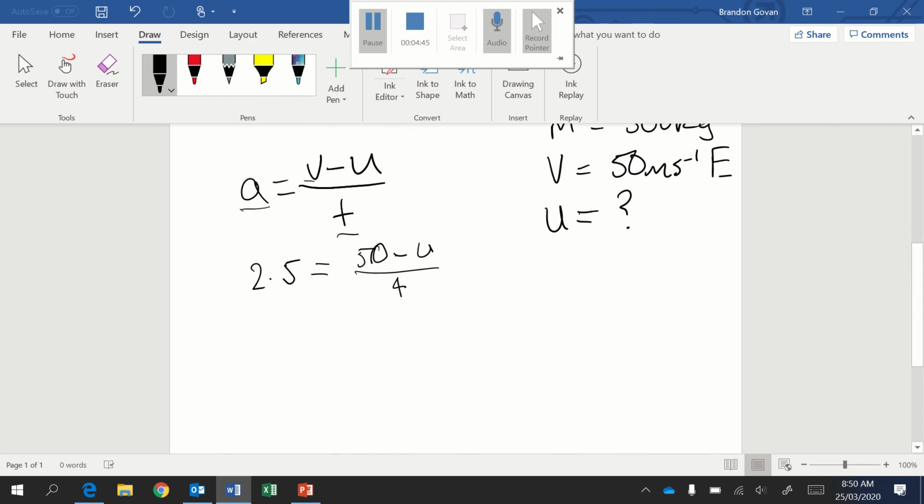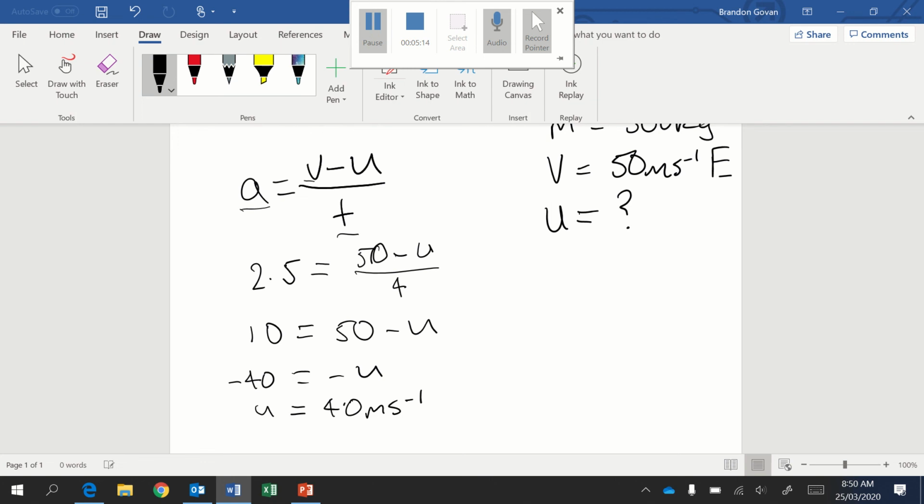All right, now that we have all of our numbers subbed in, it's just simply rearranging the equation. We'll put the 4 over to the other side, multiplying by 4. So we get 10 equals 50 minus u, and then we're going to put the 50 over to the other side. So we're going to minus 50, so we'll end up with minus 40 equals minus u, and we'll times both sides by negative 1, so we'll get u equals 40.